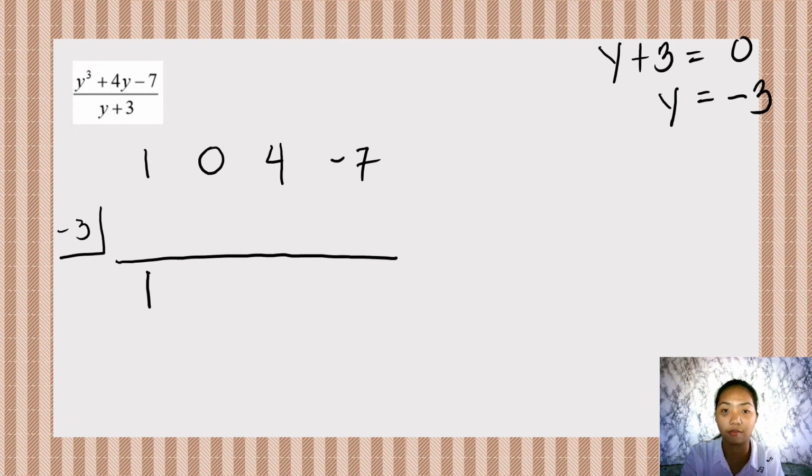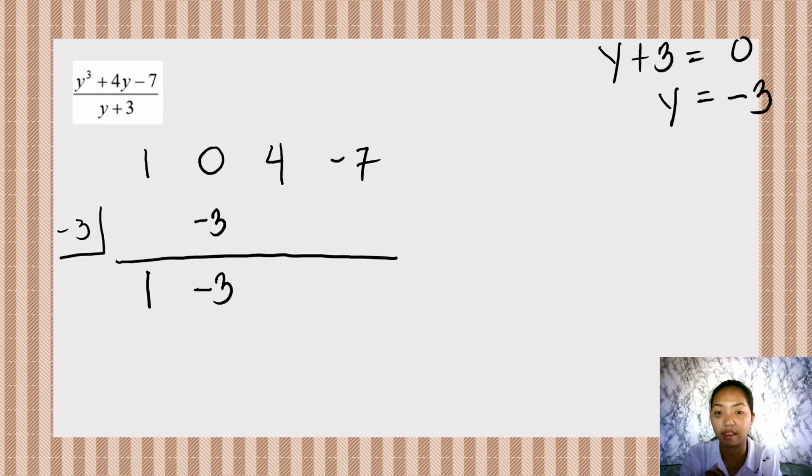1 times negative 3, that is negative 3. We will not put it below 1 because we already brought it down. We will put it below the next number. So that is negative 3. 0 plus negative 3, that is negative 3.